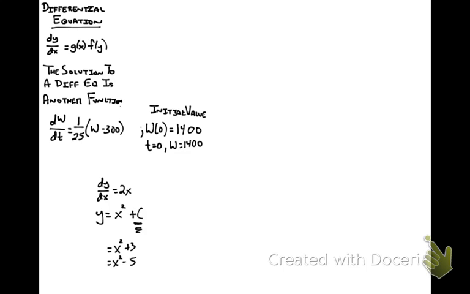So, just to get ourselves some more room, again, dw/dt equals 1/25 times (w minus 300), and we do have this initial value. We're told that w of 0 equals 1400. Okay?